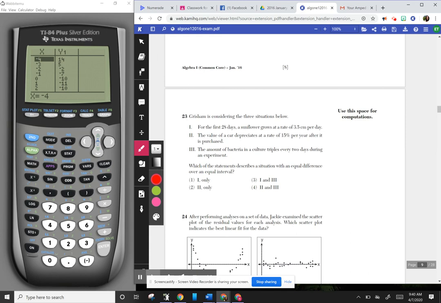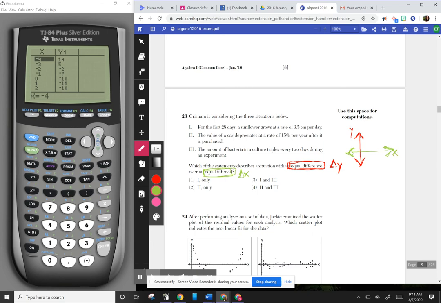Okay, so this is a little complicated. However, equal difference is talking about the change in y, right? So if we have a graph, how much is this changing in the y direction? And over an equal interval, it's talking about the change in x, or the x-axis.